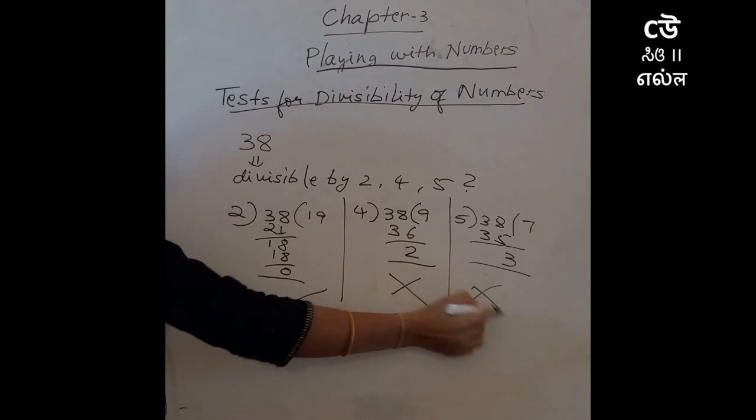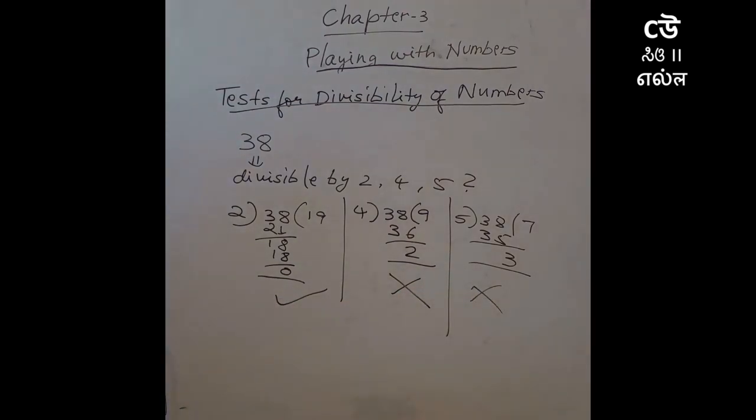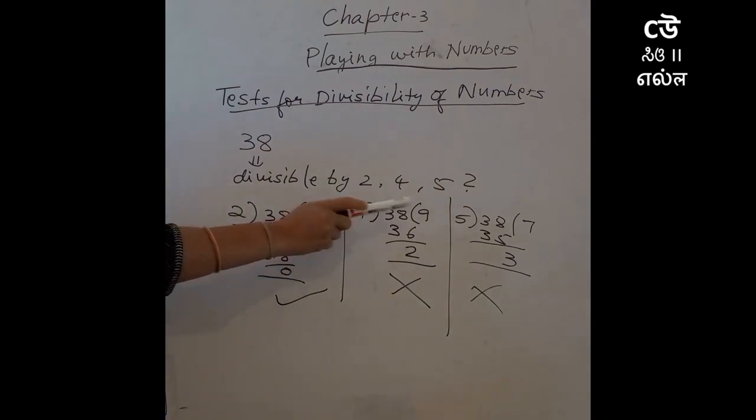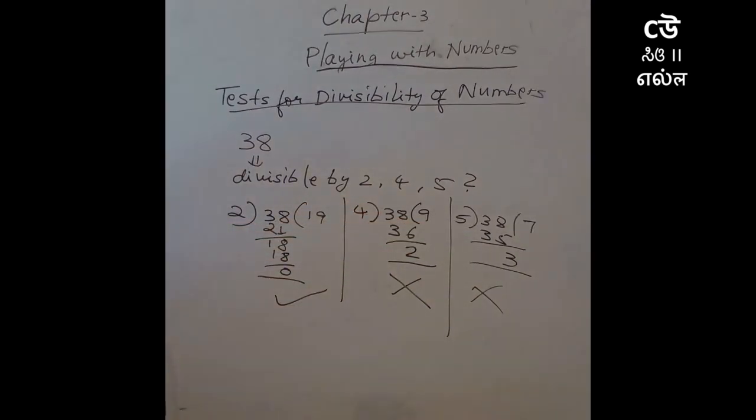So if you get 0 as the remainder for a particular number, then you can tell that the number is divisible by that number. So here we can tell only 38 is divisible by 2. It's not divisible by either 4 or 5. So, as I told you, this will take a very big procedure. Let us see how to solve it by an easier method.